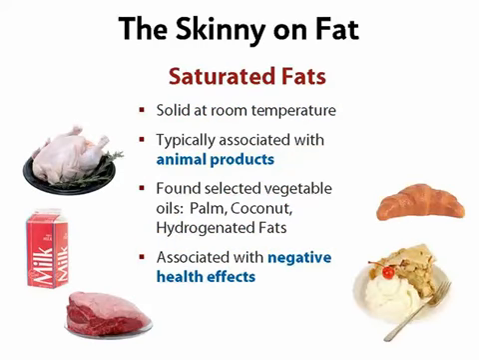Now if we look at saturated fats, these are fats that are typically solid at room temperature. They have that characteristic to them. We recognize them as the marbling on the meats, the skin on the chicken, or we find them in whole fat dairy products like whipping cream, half and half, whole milk, butter. These are all sources of saturated fats, and they're typically associated with animal products, but not exclusively. They're also found in some vegetable products like palm, coconut, palm kernel oils, and hydrogenated fats.